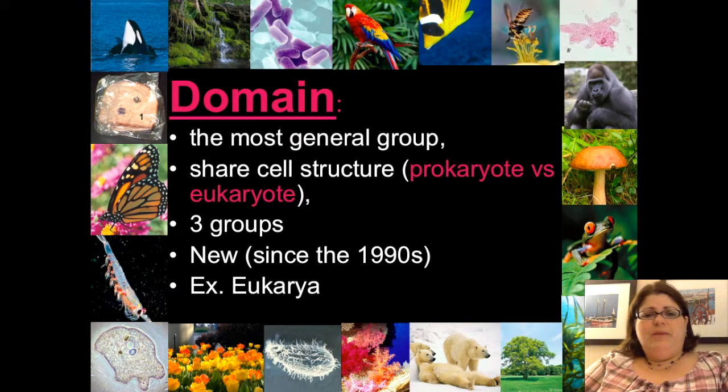An example domain would be eukarya, and it describes all of the eukaryotes that exist. So all fungi, plants, animals, and protists would all be one domain.